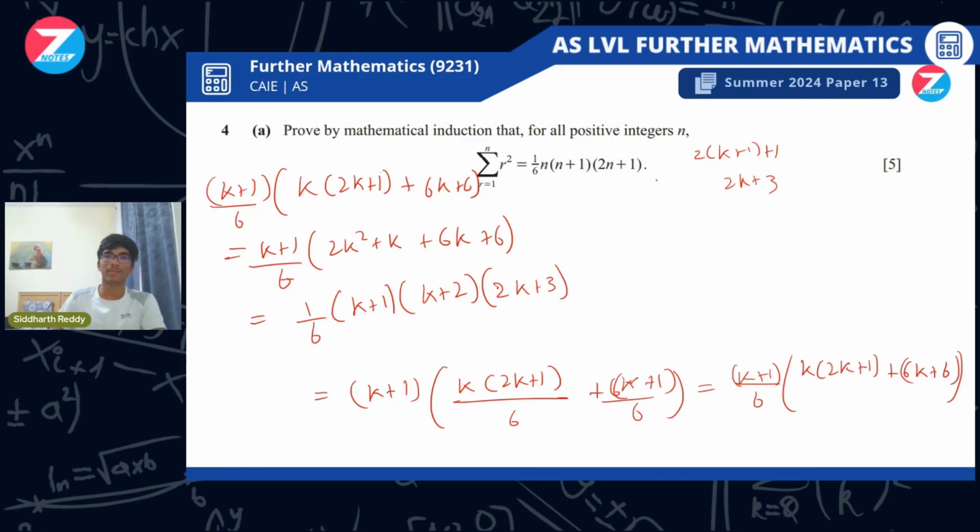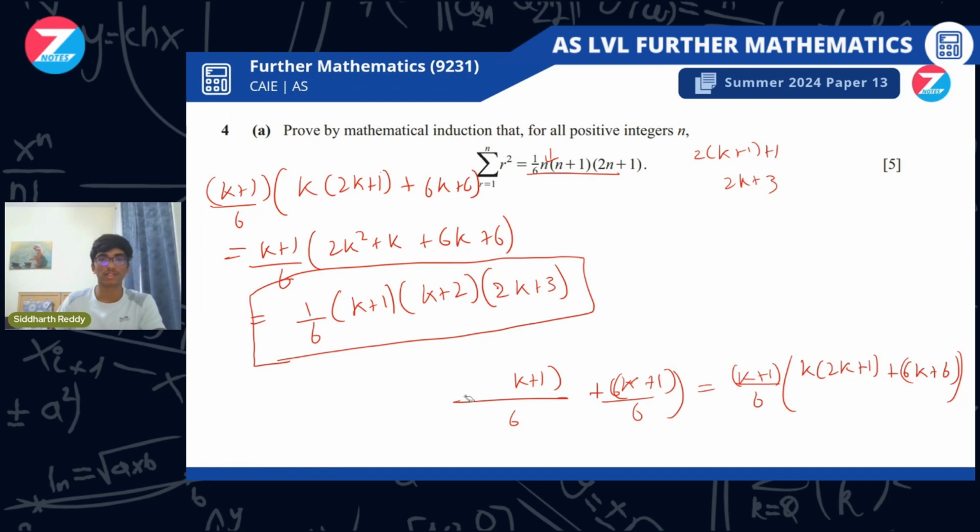So you can kind of work backwards. If you substitute k plus 1 into this formula, you'll be getting the same thing. So now that we know that the formula is holding consistent for n is equal to k plus 1 also, by the principle of mathematical induction.